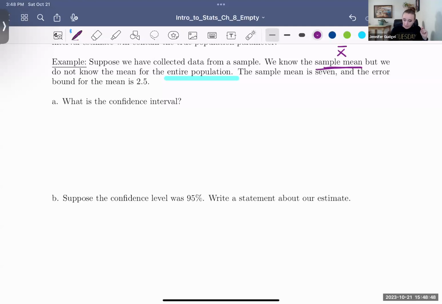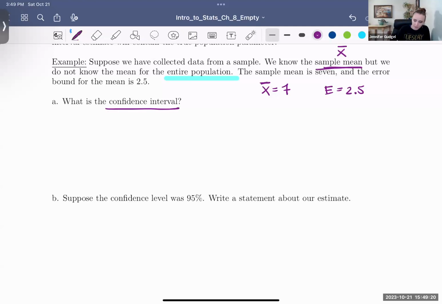So the sample mean is 7. Again, that's X bar, that's not mu. The sample mean is 7, and you really need to get used to writing out these variables, all right? X bar is 7, and the error bound for the mean is 2.5. You will not often be given the error bound. In this section, we will be teaching you how to calculate the error bound, all right? But here, I just wanted to ease us into actually creating a confidence interval. So I gave us the X bar, I gave us the error bound.